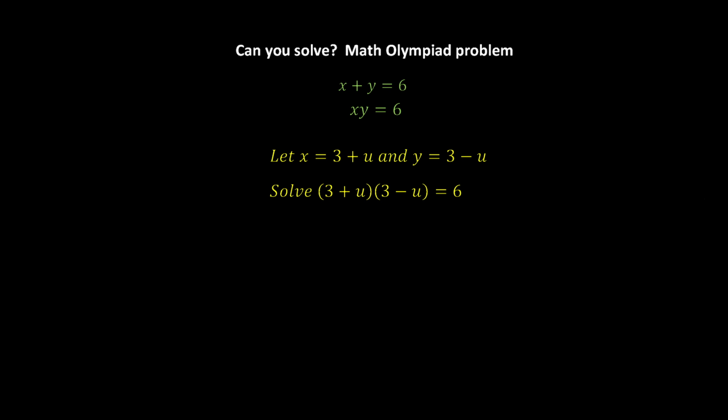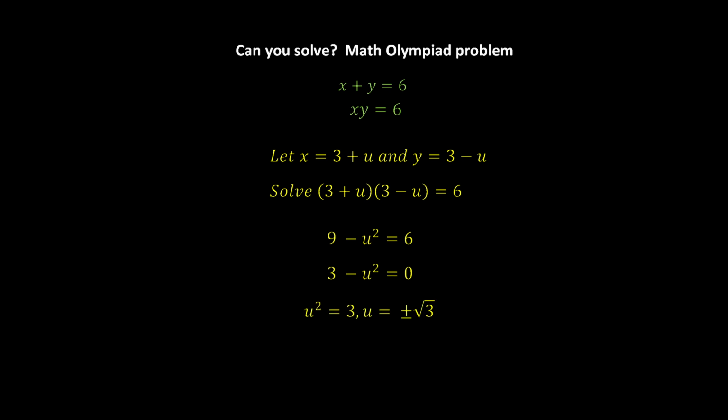Then if we multiply the two binomials by using the reference rule for the difference of two squares, we get 9 minus u squared is equal to 6. Finally, subtracting 6 from both sides of the equation gives 3 minus u squared is 0. That is, u squared is 3.